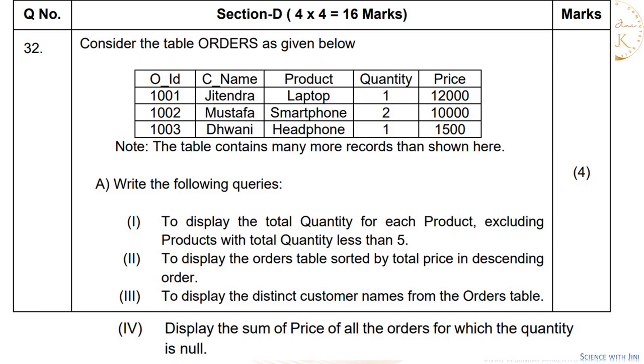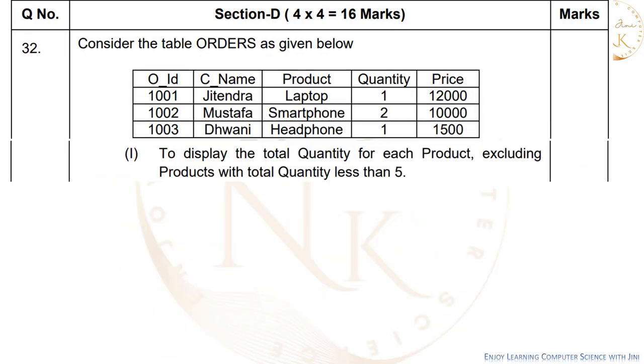Question number 32. Consider the table orders as given below. The name of the table is orders. There's a note also given: the table contains many more records than shown here. That means only some of the records from the table are shown. You have to write the following queries. Part 1 of question 32: to display the total quantity for each product, excluding products with total quantity less than 5.